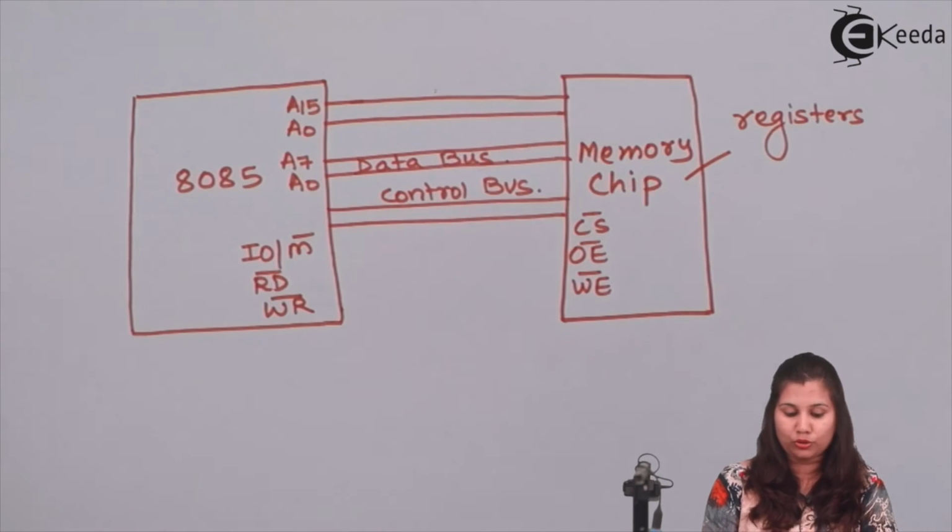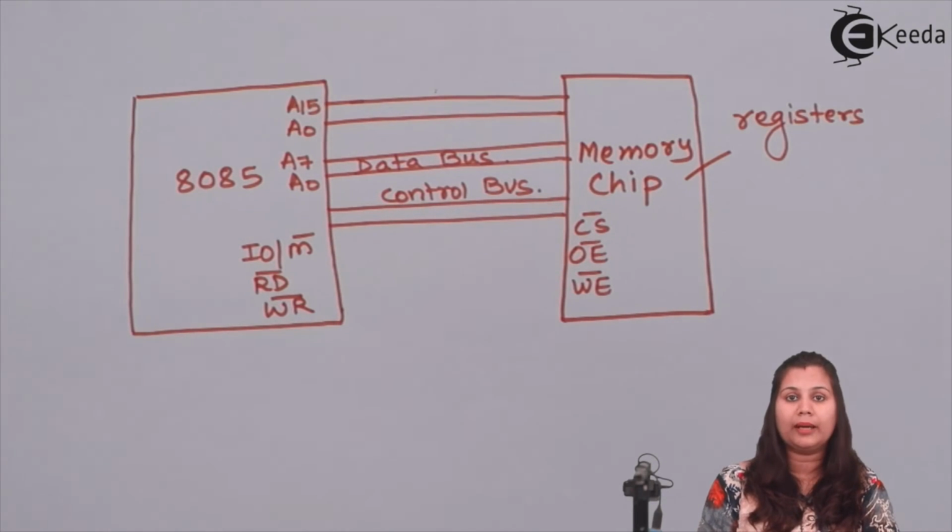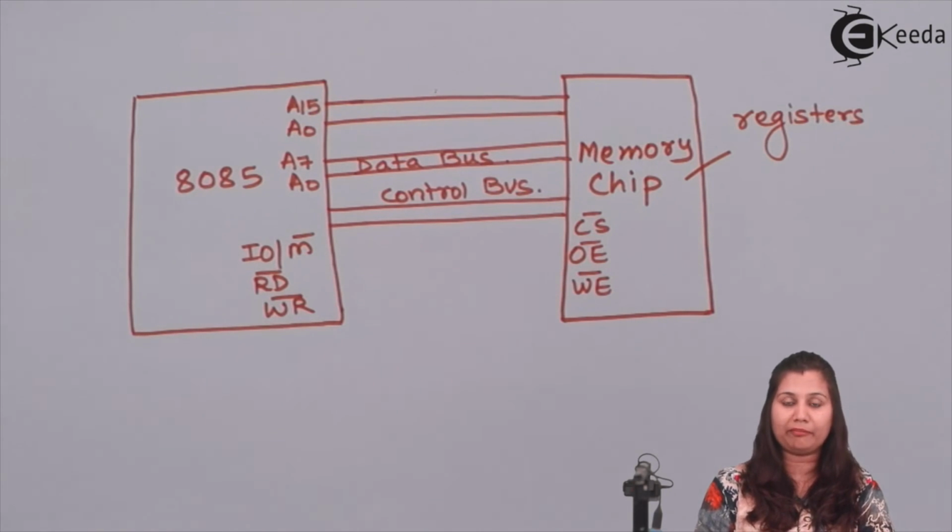Okay. So in this video we studied how the memory chips are interfaced with the 8085 microprocessor, which signals are used, and how the value or status of the signals defines the operation which is performed by the microprocessor with the memory.